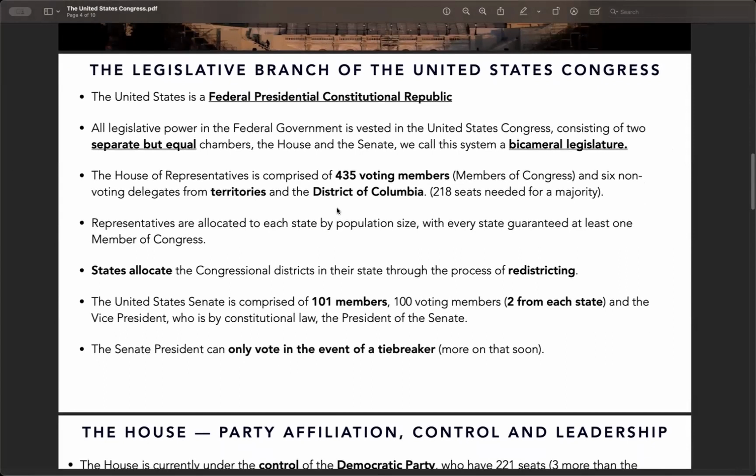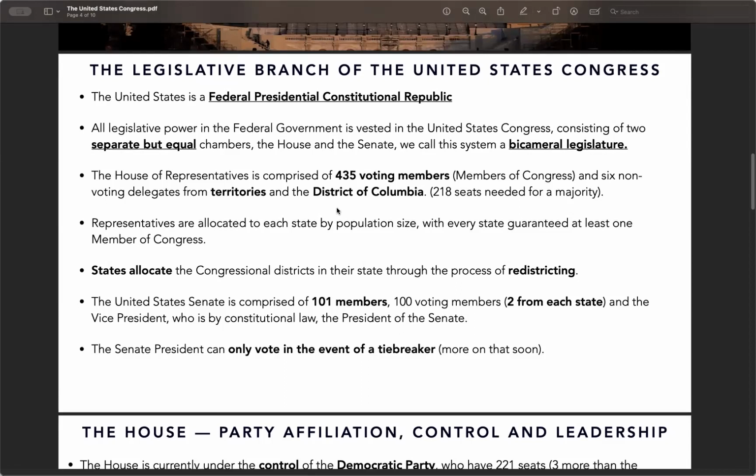The way in which the House works is that it's comprised of 435 voting members. This number is constant. It doesn't go up and it doesn't go down. And 6 non-voting delegates from territories like Puerto Rico and the District of Columbia, meaning you need 218 seats for a majority, as that is, well, a majority. The next part is important.